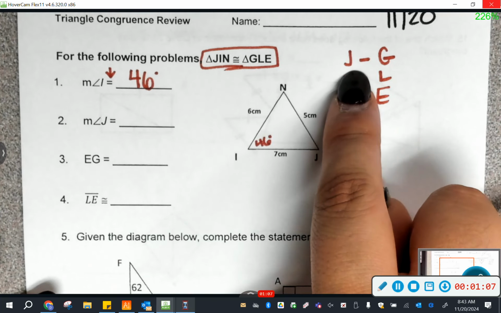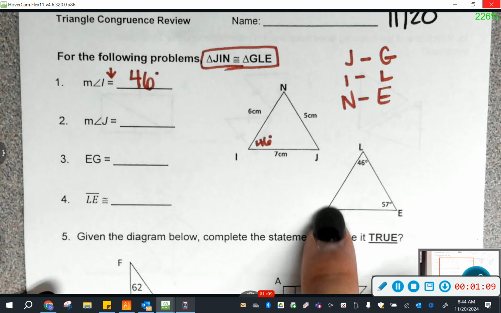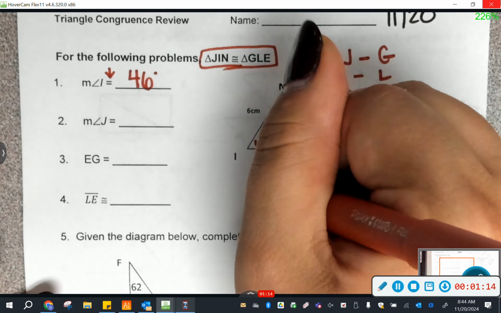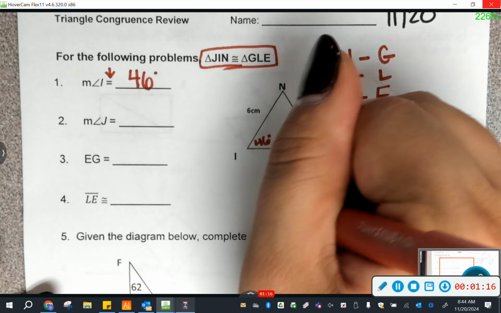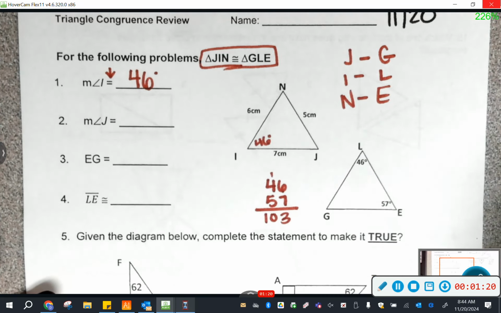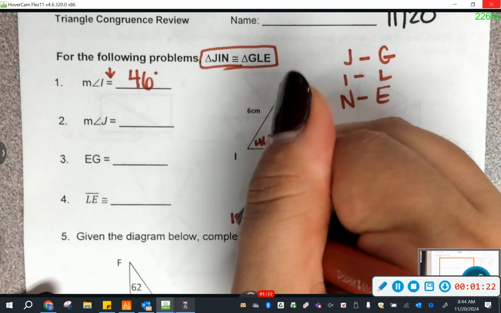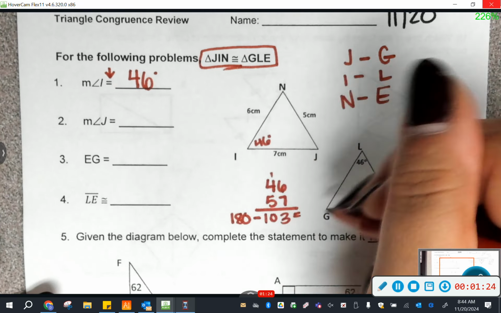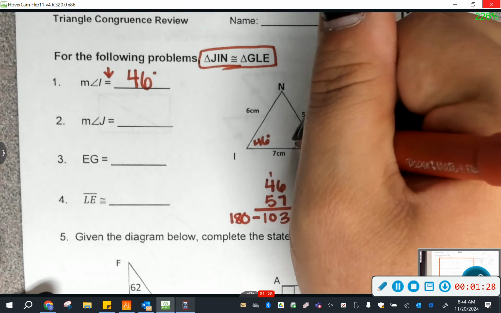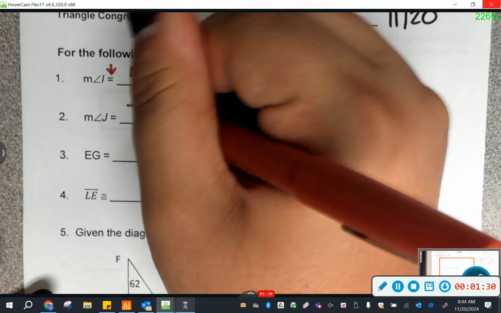J, what does J go with? G. Well, how do I figure out what G is right here? I'm going to add 46 plus 57. That gives me 103. And then I'm going to subtract it from 180. What's 180 minus 103? 77 degrees is going to be my J.